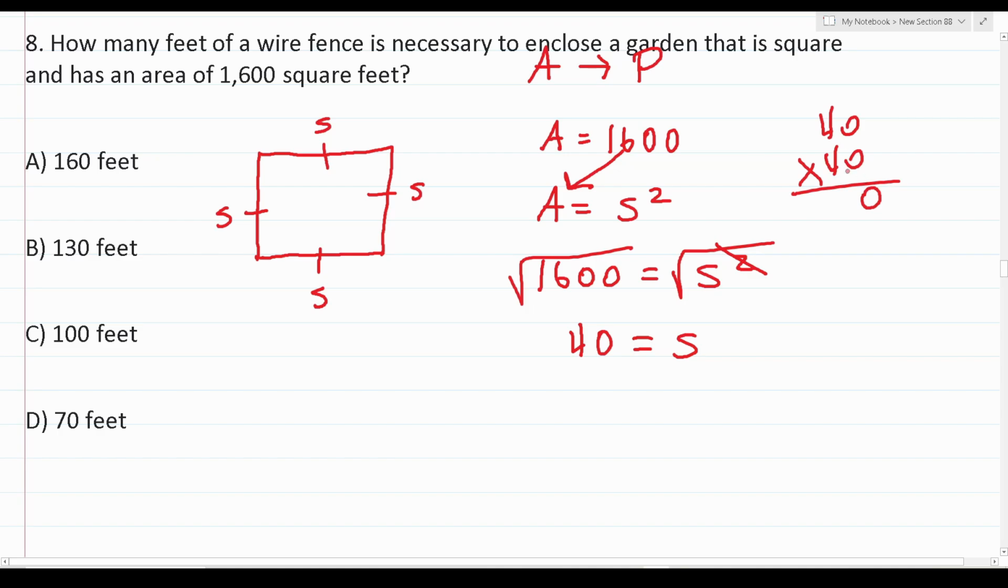0 times 0 is 0. 4 times 0 is 0. Bring in a 0 placeholder before you start multiplication here. 4 times 0 is 0. 4 times 4 is 16. 0 plus 1,600 is 1,600.